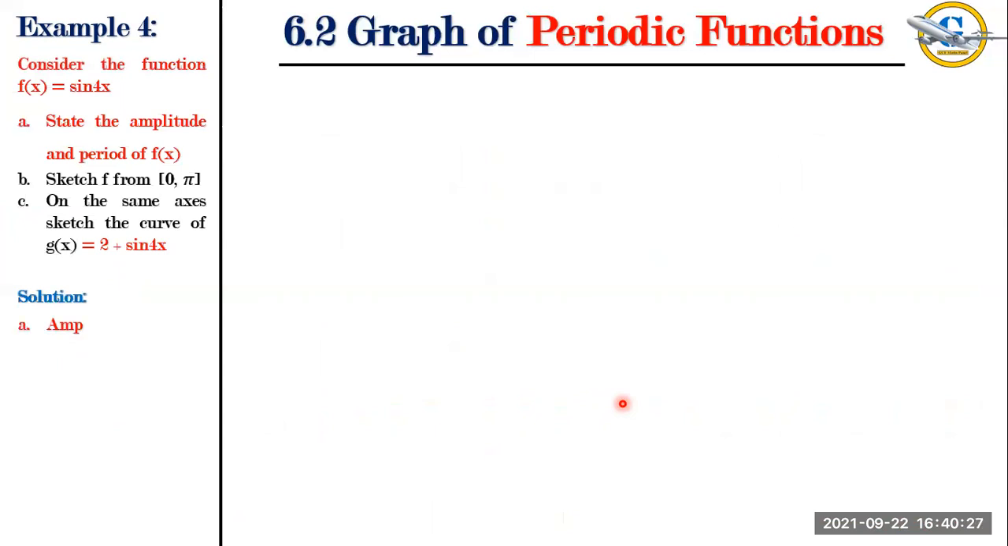All right, consider this function f of x equals sine 4x. Take the amplitude and the period and sketch from 0 to pi on the same axis. Sketch the curve of g of x equals 2 plus sine 4x.